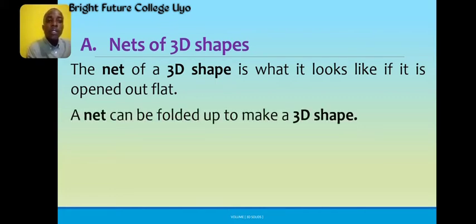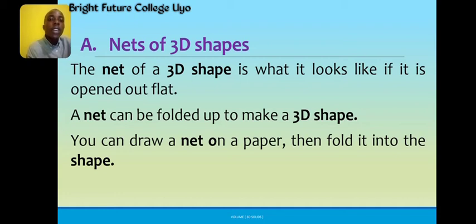Okay, so net can be folded up to make a 3D shape. We can as well fold that carton of Indomie back. When we open it flat, that's what we call the net. When we fold it back, that's what we have the 3D shape back. Now you can also draw the net on a paper and fold it into the shape, and that's what I will require you to do. Get a cardboard paper, cut out the net on the cardboard paper and fold it into the shape.